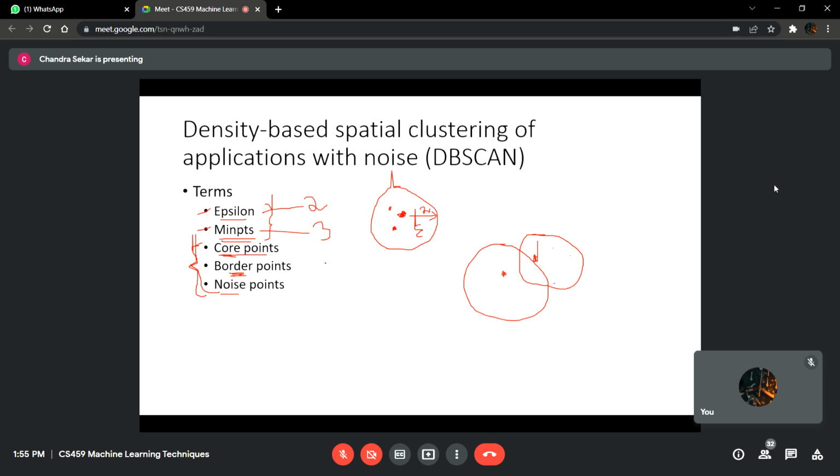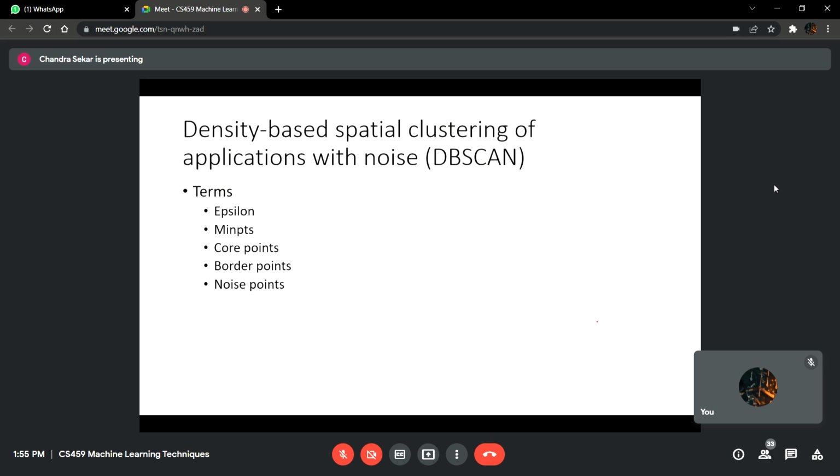And any point which does not fall under the core point or border point will be called the noise point. So these are some of the terminologies associated with the DBSCAN clustering algorithm. Epsilon is the radius of the circle that is going to be drawn, and min points is the minimum number of points in that epsilon radius to make the data point a core point.